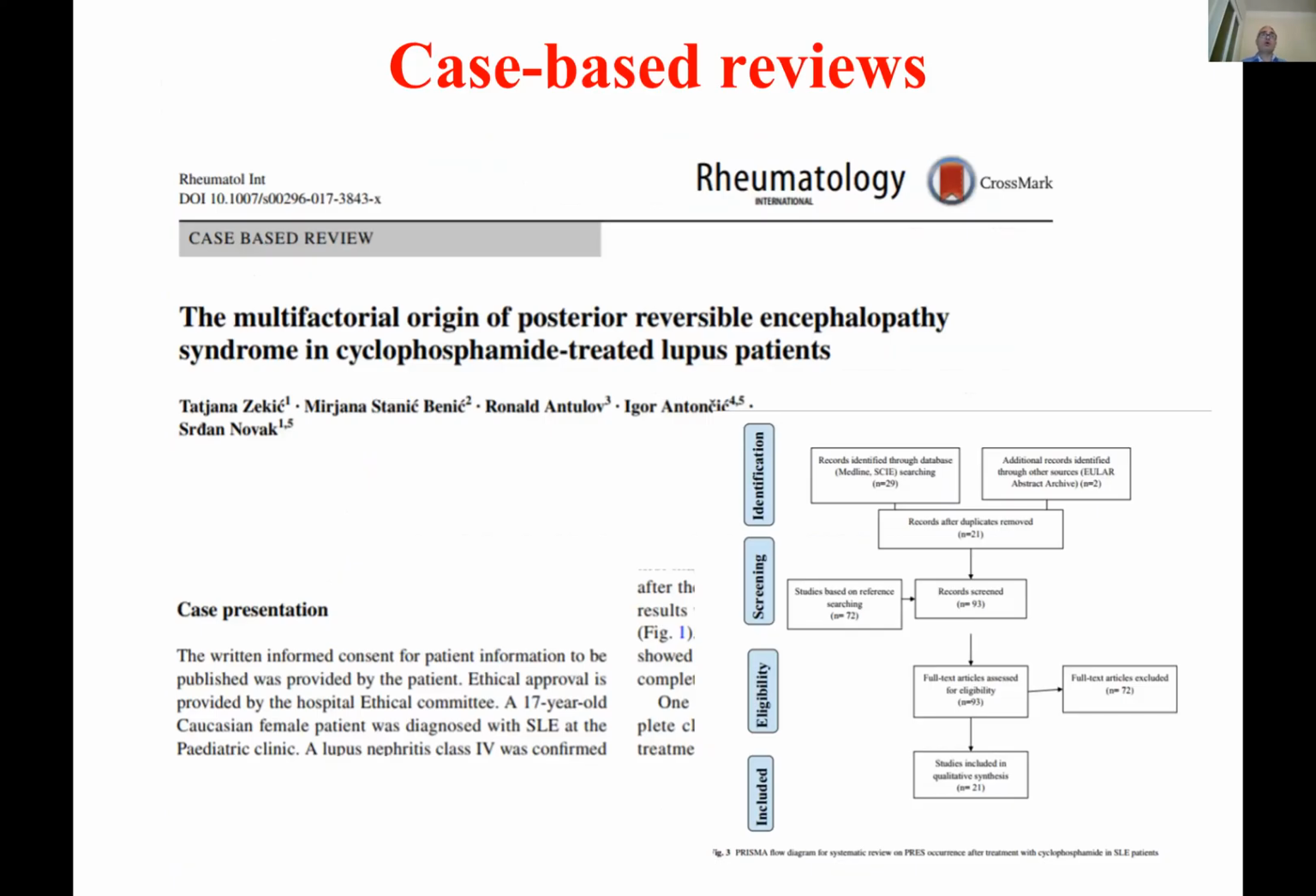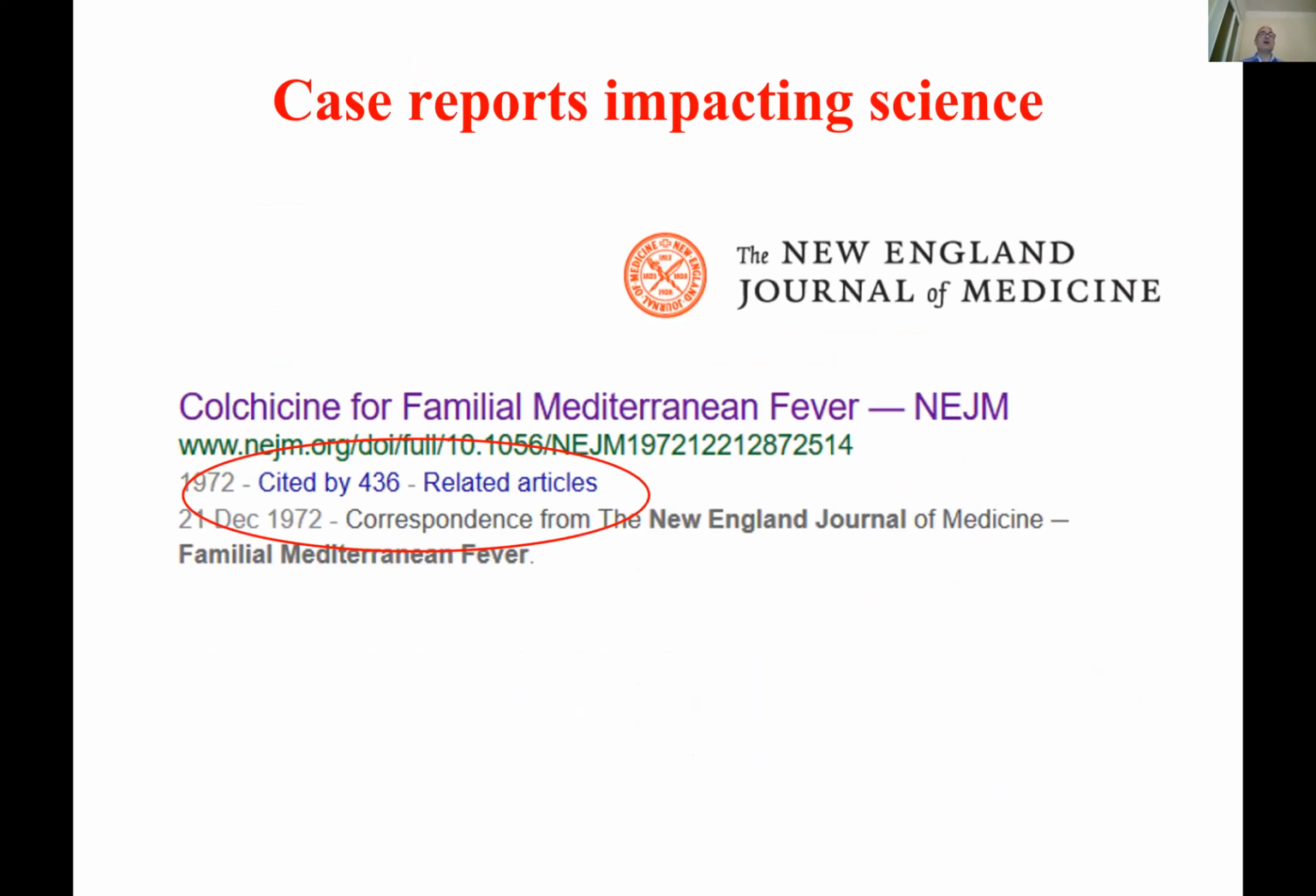We also encourage publishing not just case reports, but also case-based reviews. You found something, one case, you publish it based on the CARE guideline, but you also perform comprehensive searches and publish a case-based review: one case and a table analyzing or summarizing information about all related or similar cases. And of course, some case reports published as images or letters are also highly influential. Let's say one letter in 1972 about colchicine opened a new era in the treatment of autoinflammatory disorders. So the same can happen in many other fields of science.